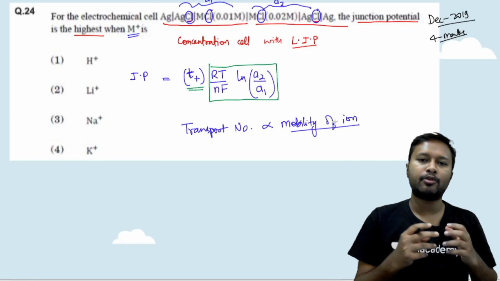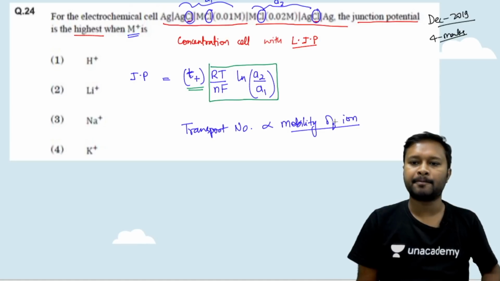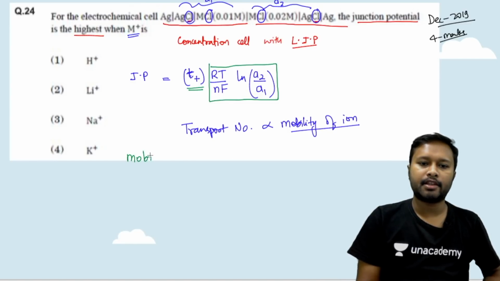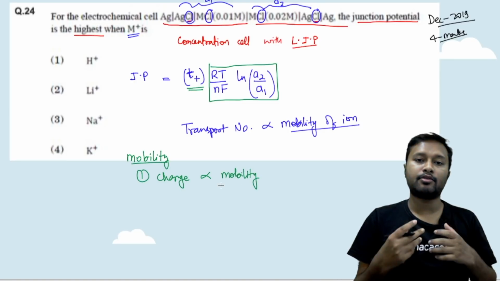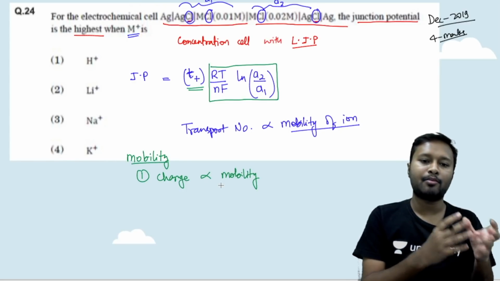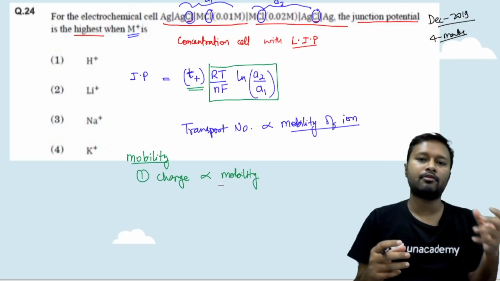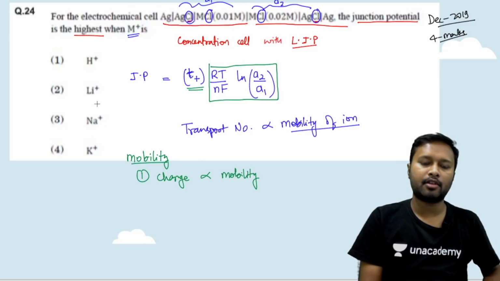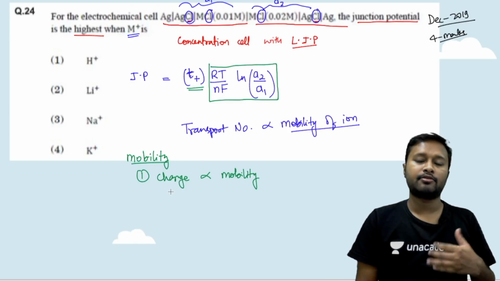Now the mobility means how easily an ion is able to move inside the solution, with the solvation of the solvent. Basically, mobility depends upon two factors. First thing is charge. Mobility and charge are directly proportional. If you have a higher charge, you have more mobility, so an ion having more charge will move much faster as compared to an ion having lower charge. But here the charges are the same in all the options, so you don't have to decide based upon this.